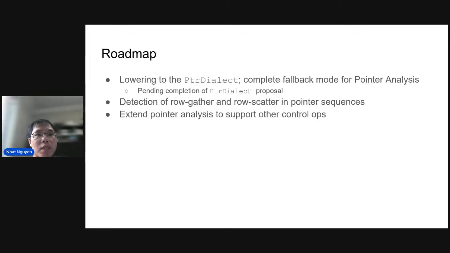And in terms of the upcoming work, some of the work that is in our roadmap is to have complete fallback support for non-contiguous pointers. This is a change that's going to require the pointer dialect to land in MLIR first. We also want to detect more memory access patterns. The ones we're looking at are row gather and row scatter. And finally, we want to improve the passes to support IRs with control flow ops, such as scf.if.